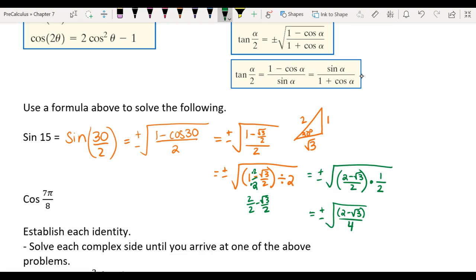Now, if you have a big square root, that square root can be split, and it can just cover the top and the bottom. So it can be the square root of this over the square root of this. Well, what's the square root of 4? 2. So your final answer is positive or negative square root of 2 minus the square root of 3 over 2. That would be the most simplified version of this problem.